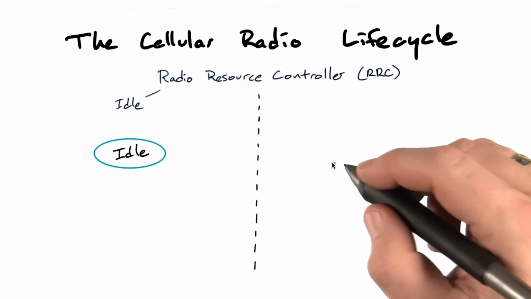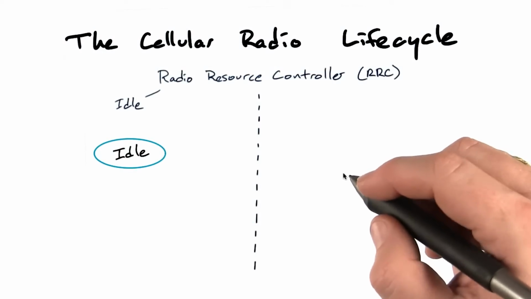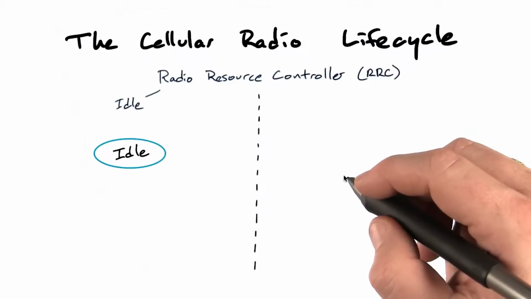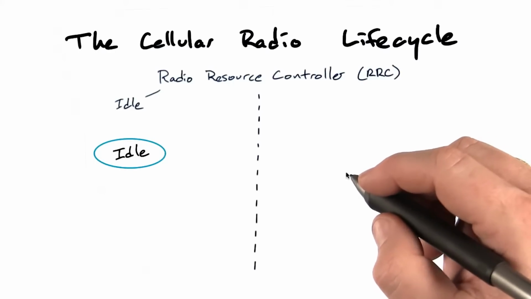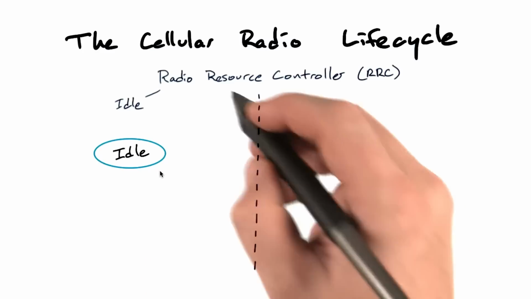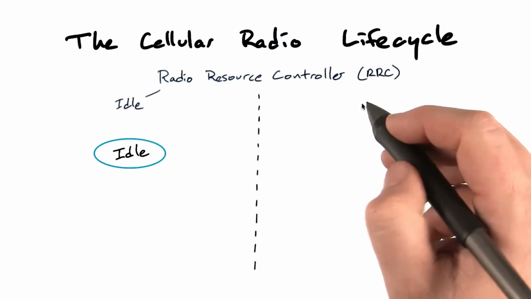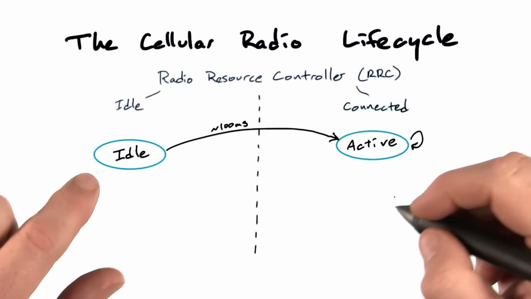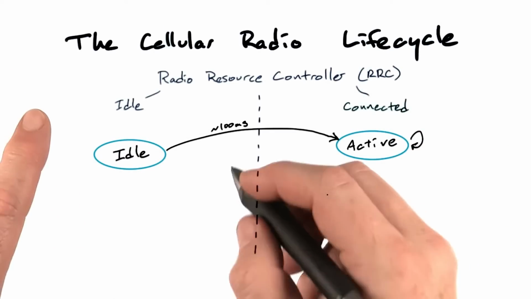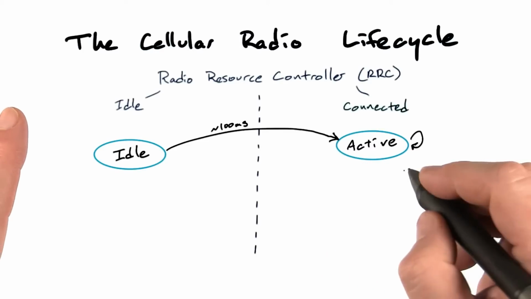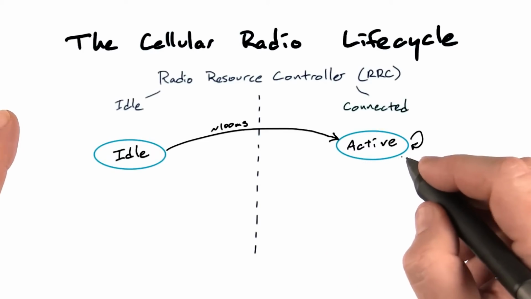It turns out that the cellular radio is designed to switch to a low-power idle mode when not in use to conserve battery life. Let's take a look at the different states the radio can be in. The cellular radio has something called the Radio Resource Controller, or RRC. It's kind of like a traffic controller for the radio. We start out in the idle state, and when we make an initial request, it takes around 100 milliseconds for us to get connected and into the active state.